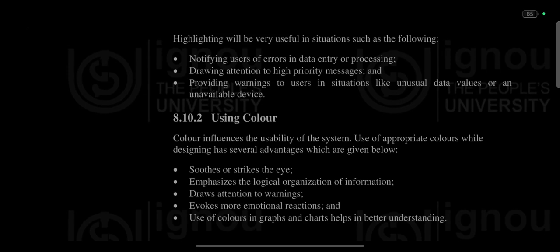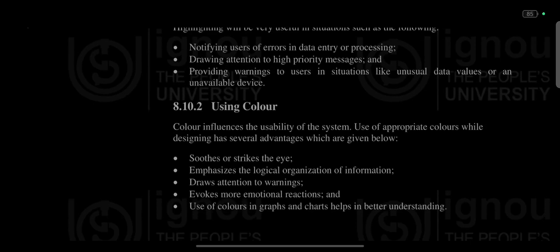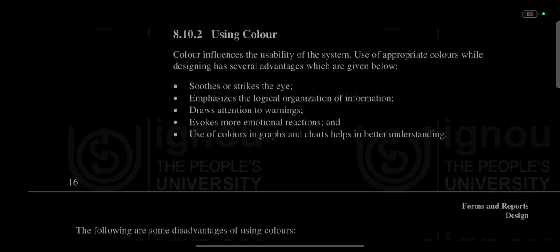8.10.2 Using color. Color influences the usability of the system. Use of appropriate colors while designing has several advantages, which are given below. Soothes or strikes the eye, emphasizes the logical organization of information, draws attention to warnings, evokes more emotional reactions, and use of colors in graphs and charts helps in better understanding.